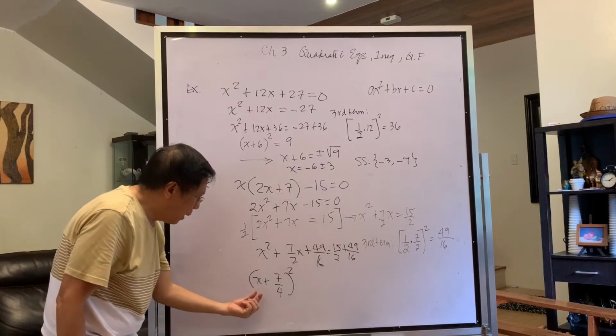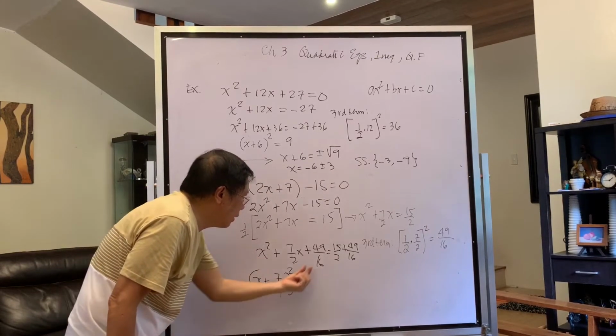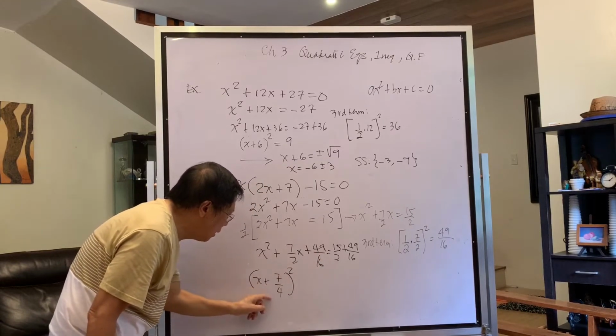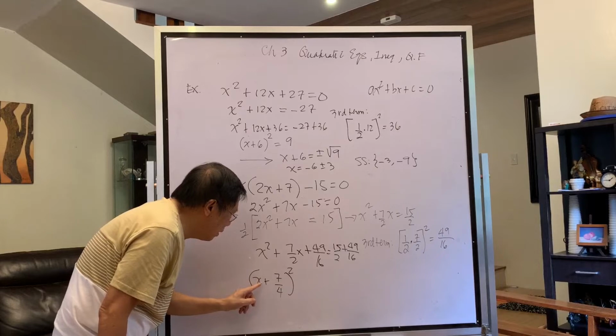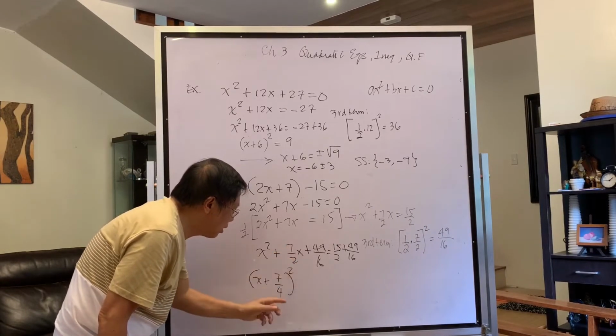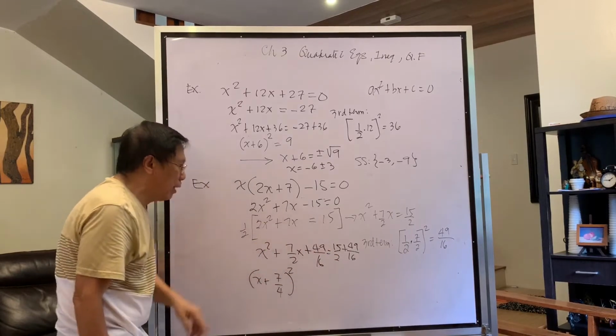If you try to expand this, the square of this is this, the square of that is that, and the middle term is twice the product of these terms here. So, x times 7 over 4 times 2 will give me 7 over 2 x. So, these are the correct factors of that perfect square trinomial.